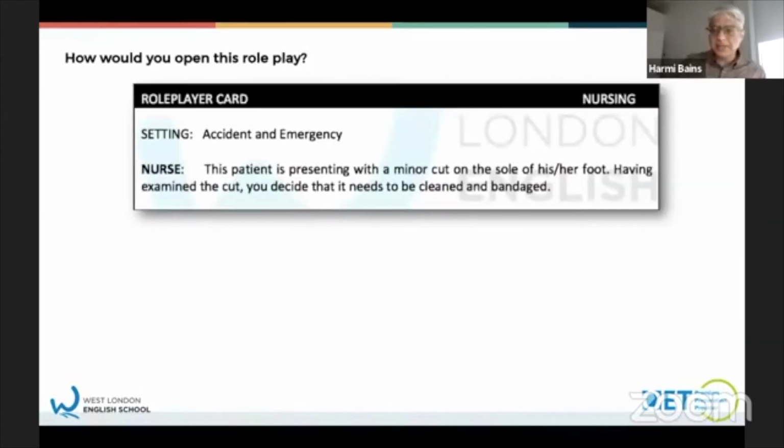Okay, let's go back to this task. So this is the task we're going to look at. We're going to look and listen to a sample answer. The question is at the top. It says, how would you open this role play? It's an interesting question. How would you open this role play? Well, the setting is A&E, accident and emergency. It tells you here the patient is presenting with a minor cut on the sole of his or her foot. Having examined the cut, you decide that it needs to be cleaned and bandaged. So you've got to open the role play appropriately.